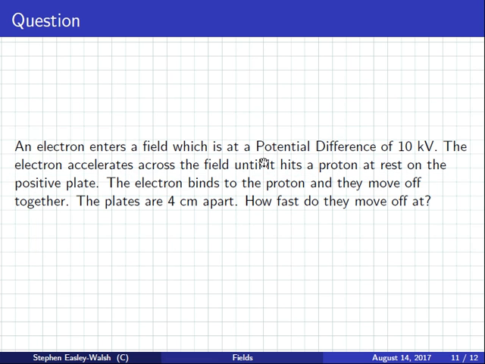Okay, an electron enters a field which is at a potential difference of 10 kilovolts. The electron accelerates across the field until it hits a proton which is at rest on the positive plate. The electron binds to the proton and they move off together. The plates are 4 centimeters apart. How fast do they move?